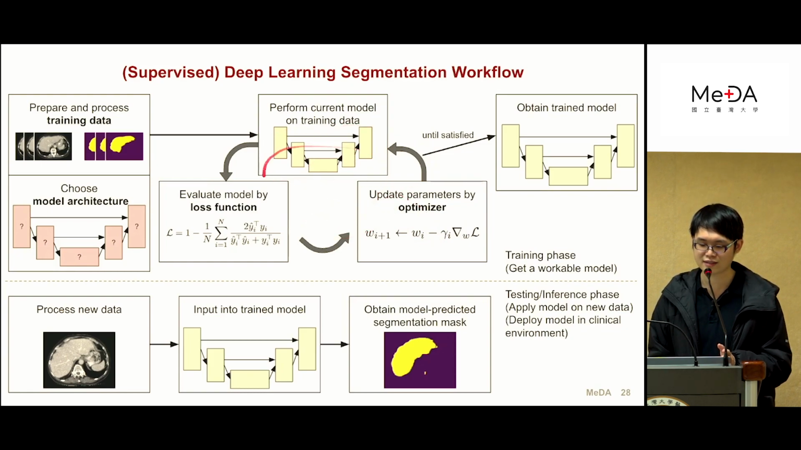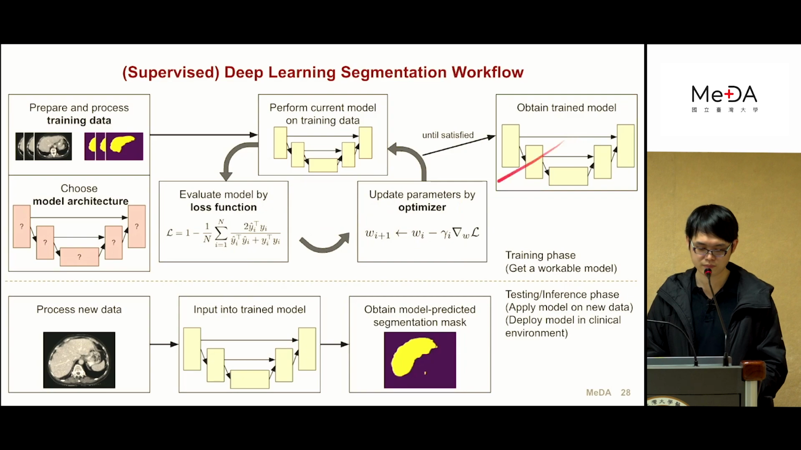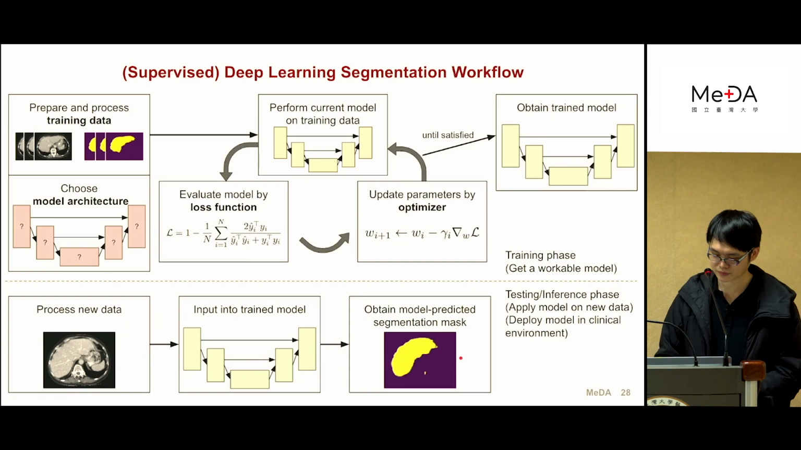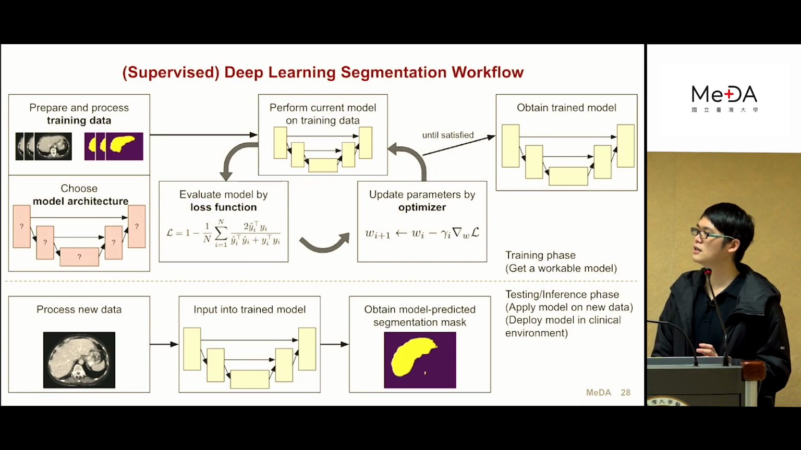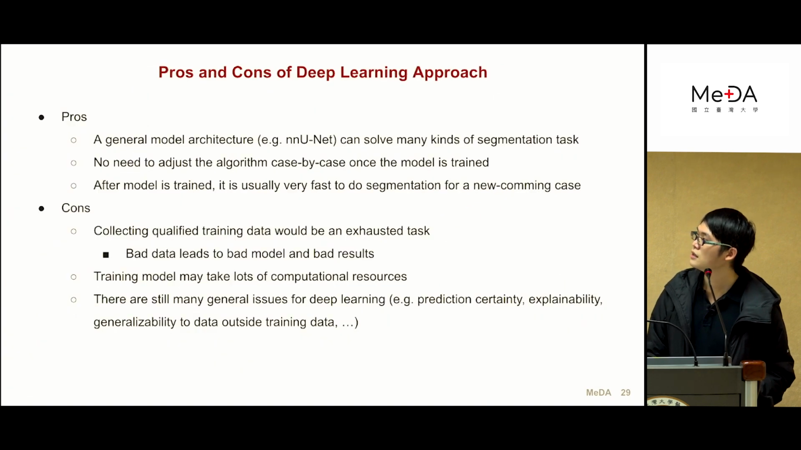And repeat this process. Finally, we will get a good model that can perform the liver segmentation well. So in the testing case, if we get a new CT slice, we can just put it into the trained model and we can get the liver segmentation. So this is how deep learning works, and we will show it in later hands-on.